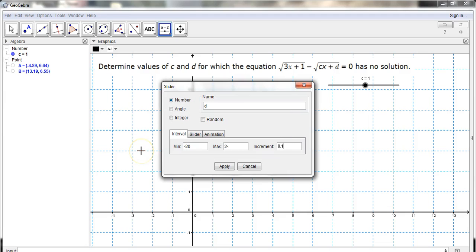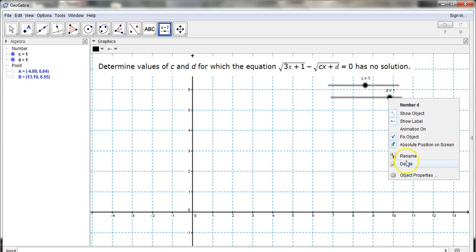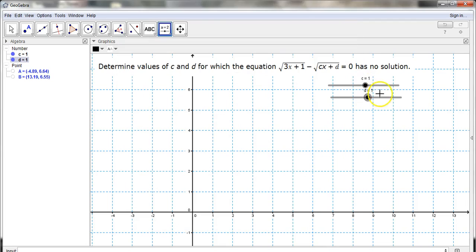Oops. Going by ones. And then you can change the color if you wanted to. That seems weird. There we go. Okay, so there's my sliders for c and d.